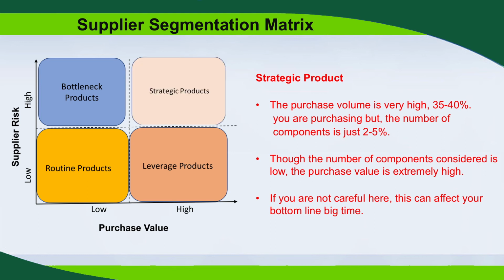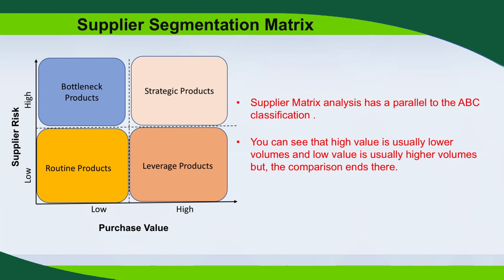So you can see how this particular analysis has a parallel to the ABC classification. It's not that, but it's similar. Here you can see that high value is usually lower volumes and low value is usually higher volumes, but the comparison ends there.